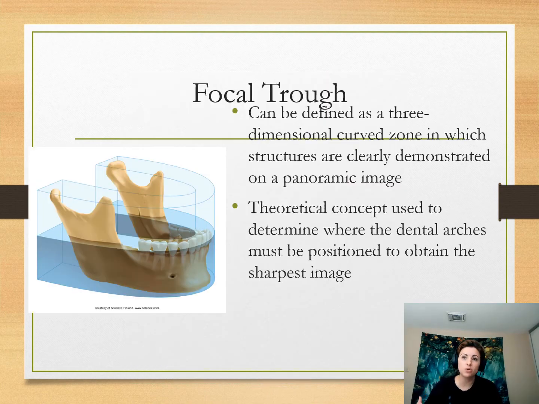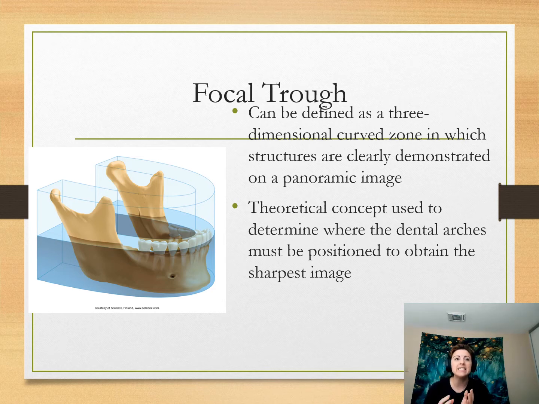Okay, so here's the focal trough. The focal trough is a theoretical concept, which means it's not a real thing. It's just the imaginary place where, if you get your patient into it, it will give you the best image. If your patient is too far forward, you'll get a blurry image. If your patient is too far back, you'll get a blurry image. You'll get weird, warped stuff, right? But if you can get your patient into this perfect spot, then you're going to get the best image you can possibly get from a panoramic image.